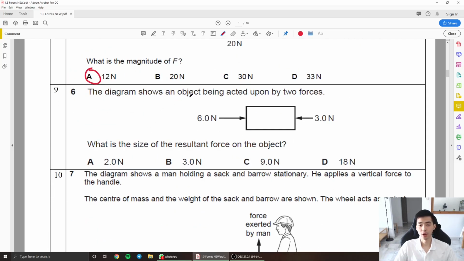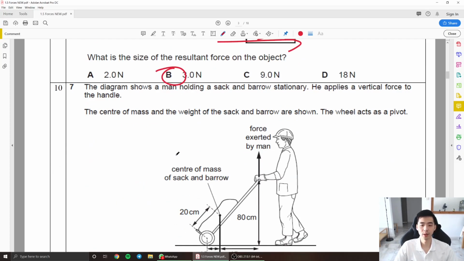The diagram shows an object being acted upon by two forces, 1.6 newtons and 1.3 newtons. What is the size of the resultant force on the object? This is a straightforward question. Obviously, the resultant force is 3 newtons towards the right.